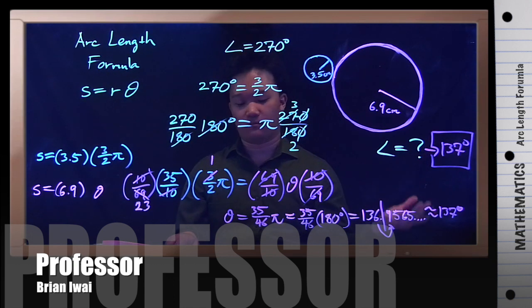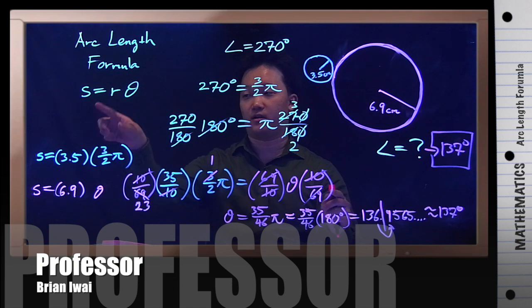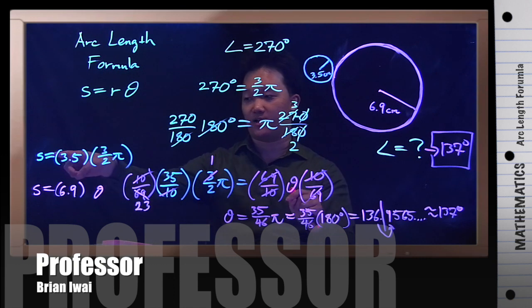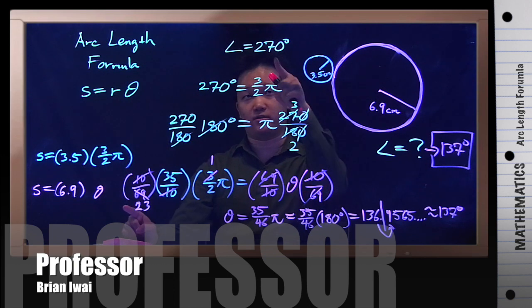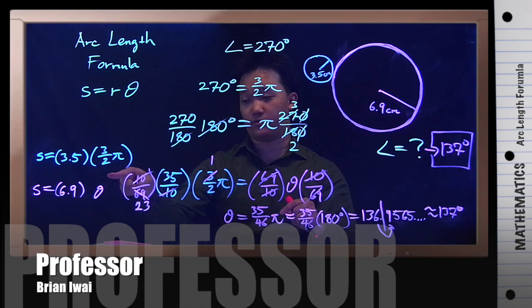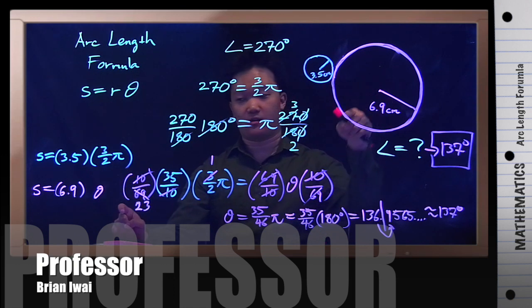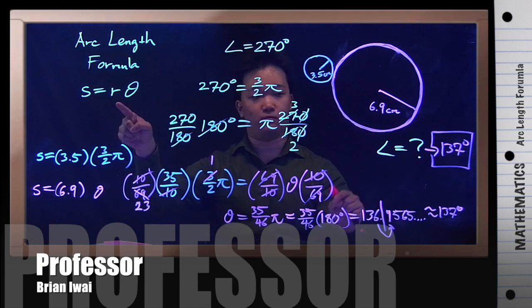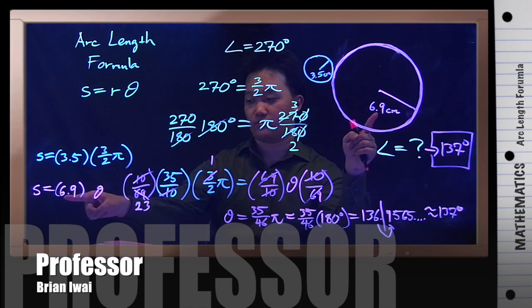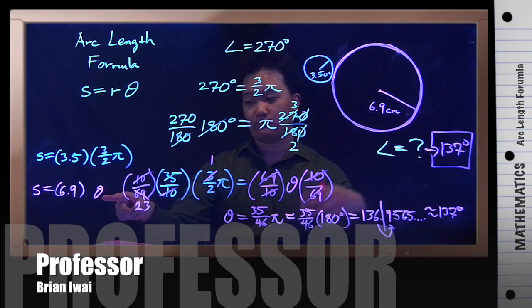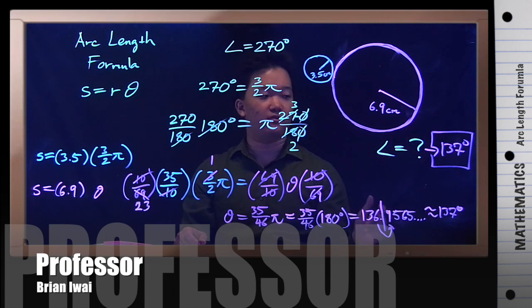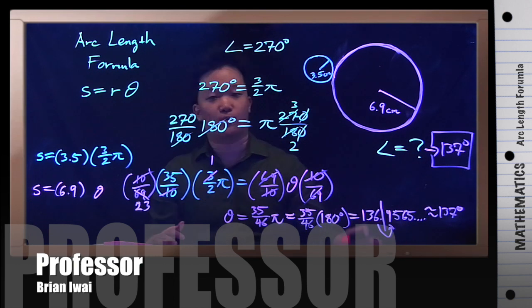So again, to solve this problem, you have to use the arc length formula, S equals R theta. You make one version for the smaller gear, S equals 3.5, which is R for the small gear, multiplied by the radian angle, 270 degrees, which we changed to 3 over 2 pi. We did the same thing for the bigger gear. We used S equals R theta again, so S equals 6.9, and we didn't know what theta was, that's what we solved for, so we wrote theta. We set them equal to each other, solved for theta and got 137 degrees. So the answer again is 137 degrees.